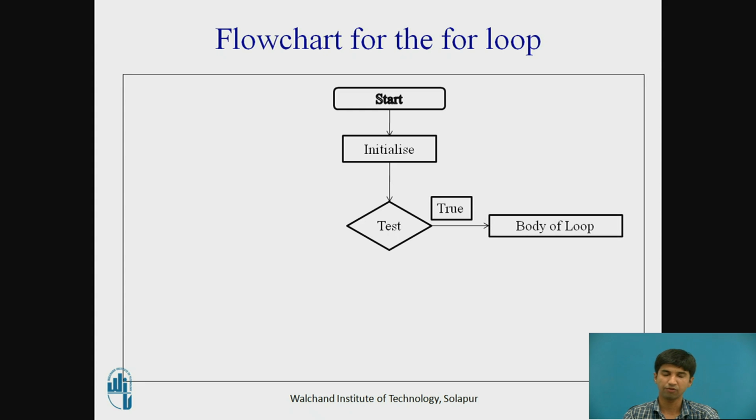The body of the loop may contain different statements. I want to calculate sum plus i, so depending on your program, that particular statement will be executed. Then after the body of the loop executes, it gets incremented. Update statement: I want to calculate the sum of 10 numbers, so I'm starting with i equal to 1. After this, the next number will be 2, so this i will be incremented to 2.